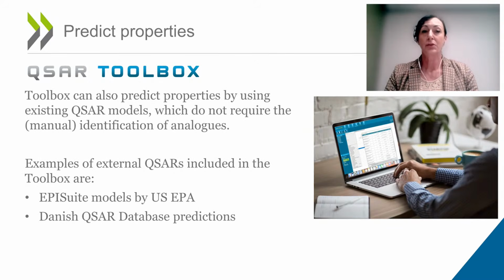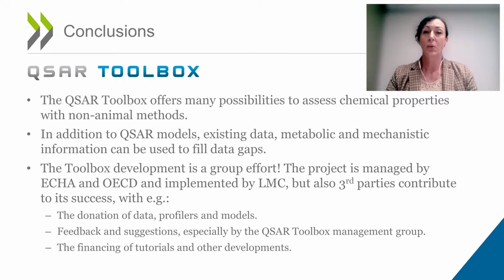So ultimately, the QSAR Toolbox can be used to predict properties. The QSAR Toolbox has a variety of QSAR models integrated, which do not require the manual identification of analogs. Examples of external QSAR models included in the toolbox include the EPI Suite models from US EPA, the Danish QSAR database predictions, and a variety of others. So ultimately, the QSAR Toolbox is a very powerful tool for bridging knowledge gaps and identifying available information.